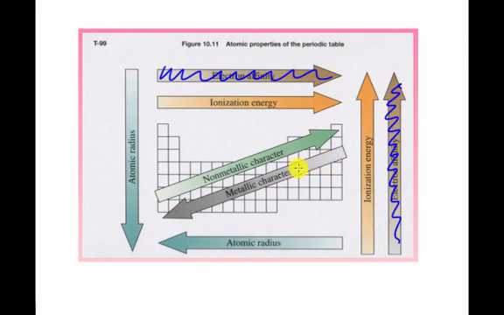Also notice that there's metallic and non-metallic character. I'm not going to hold you to that right now, but we'll talk a little bit about that in class. But the idea is that there are other trends on the periodic table that we're going to look at, and we're going to keep adding to this.